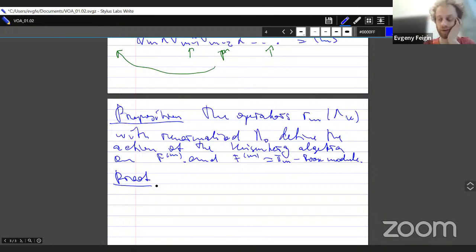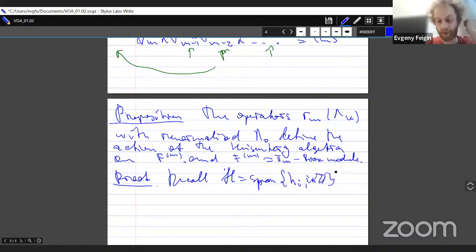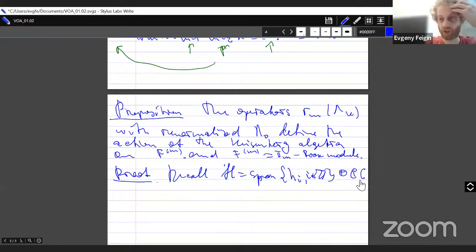Yeah, so recall that we've seen the Heisenberg algebra last time, and its Fock module π_m. Recall that the Heisenberg algebra is the span of the h_i and the center. Well, let me do it one by one.